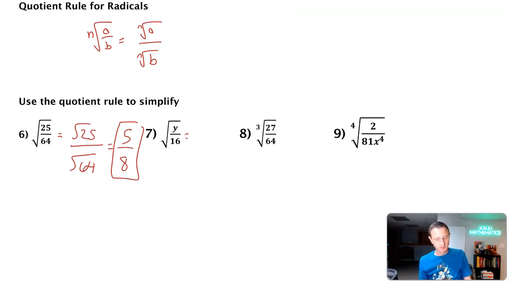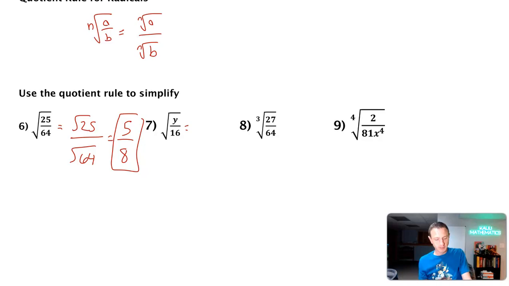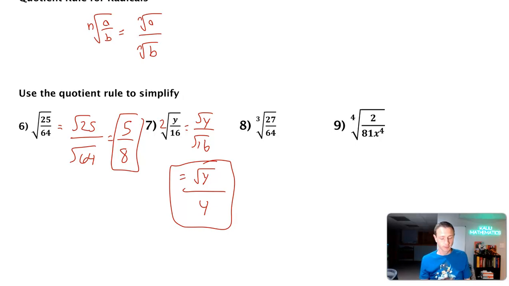Number 7, square root of y over 16. So I'm going to rewrite that as square root of y over the square root of 16, because they're both underneath the same index, the same radical. So I'm able to separate into two separate radicals. It's going to be the square root of y, which I can't do anything with, so I'm going to leave that as square root of y, over square root of 16 is 4, because 4 times 4 is 16. So we get square root y over just 4, not square root of 4, just 4, because the square root of 16 equals 4.